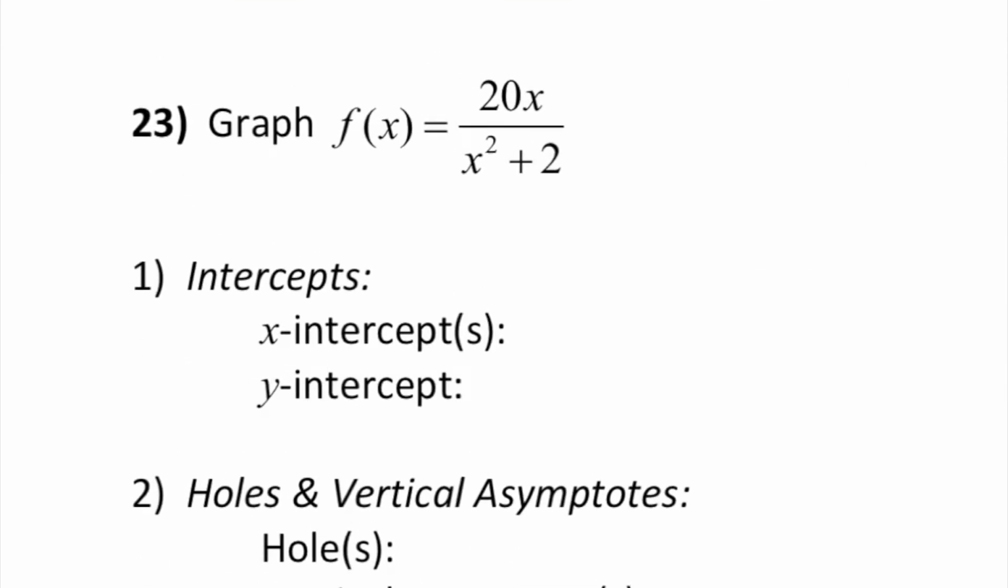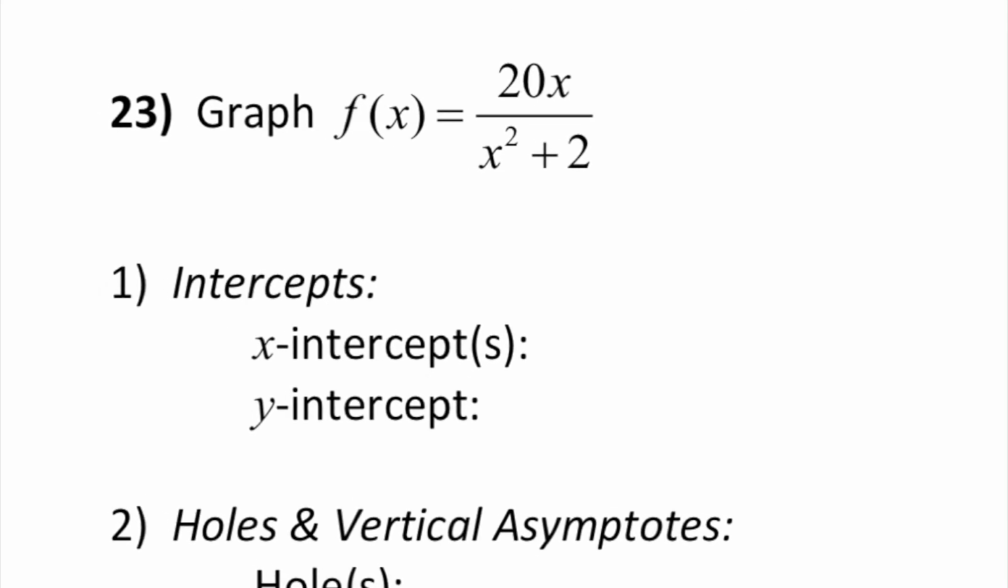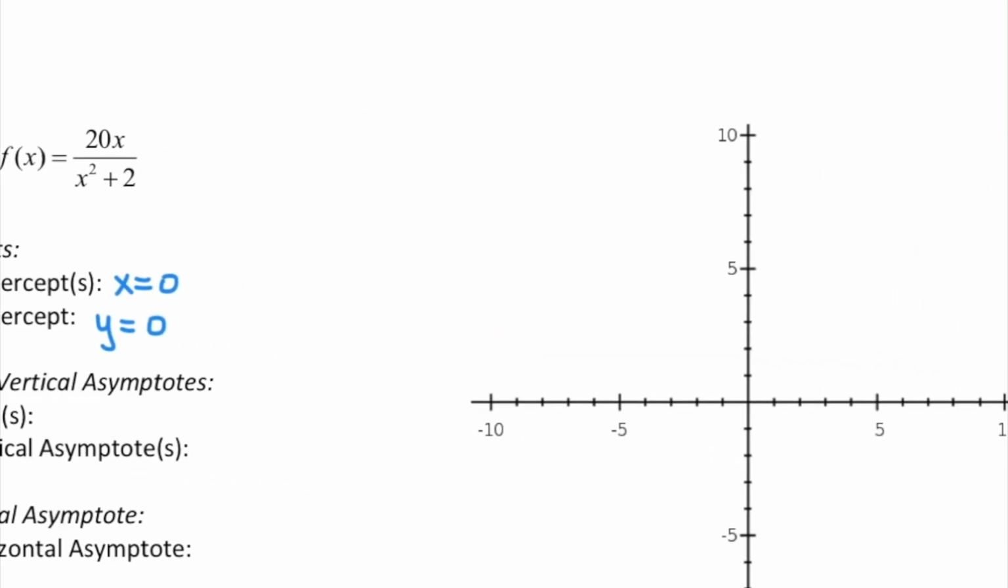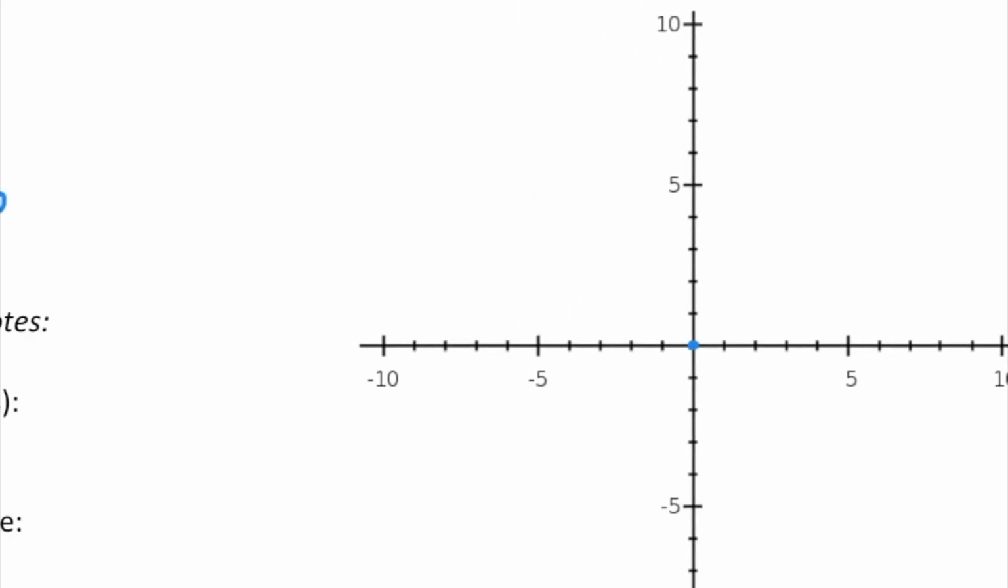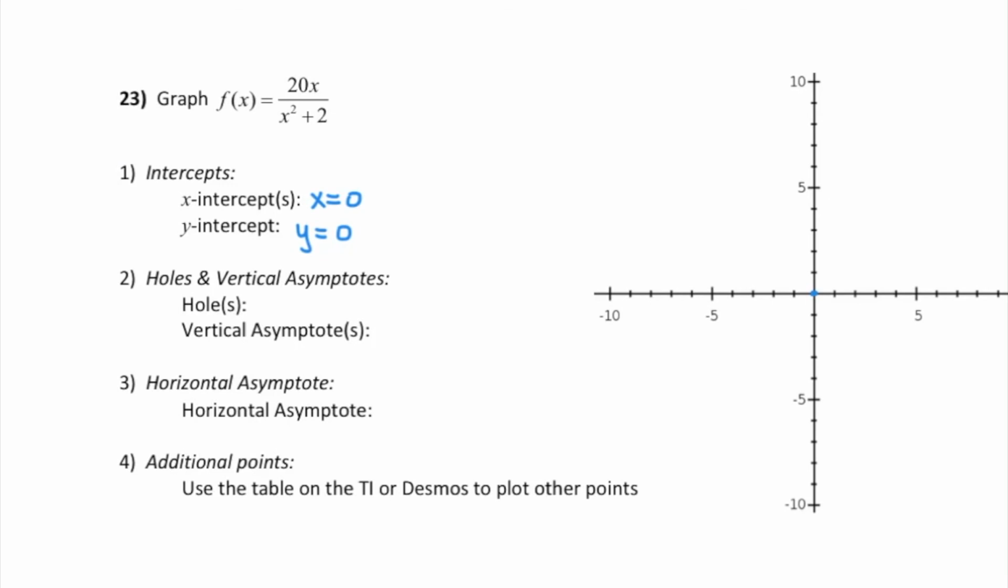Now let's look at the x and y intercepts. The x-intercept is going to be what makes 20x equal to 0, so x equals 0. And the y-intercept is also going to be 0. If the x-intercept is 0, the y-intercept is 0. So I'm just going to put a point there, and you can see by looking at the graph that there's no other x or y-intercepts.